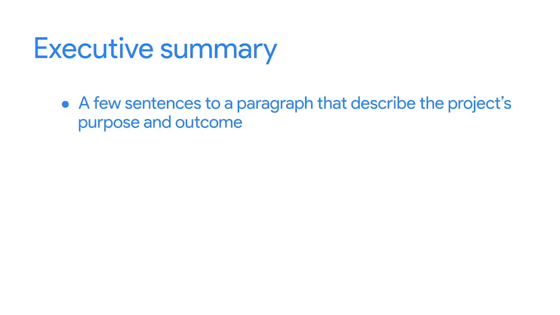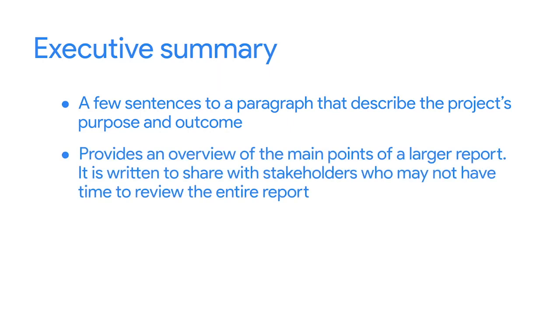One of the most important pieces of an impact report is the executive summary. It's where you can highlight the key points of the project for your stakeholders. An executive summary is a few sentences to a paragraph that describe the project's purpose and outcome. It provides an overview of the main points of a larger report. It's written to share with the stakeholders who might not have time to review the entire report. So think of the executive summary as a highlight reel for your project. The purpose is to give senior stakeholders a concise and strong description of positive outcomes within the project without giving them too much information or being too vague.